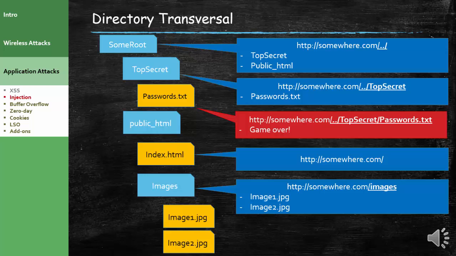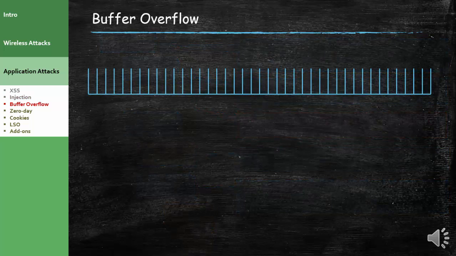All right, so we talked about 4 types of injection attacks. We talked about SQL, LDAP, XML, and finally directory traversal. So now let's go back to some more traditional attacks. And I'm sure some of you have seen this old chestnut, the buffer overflow.